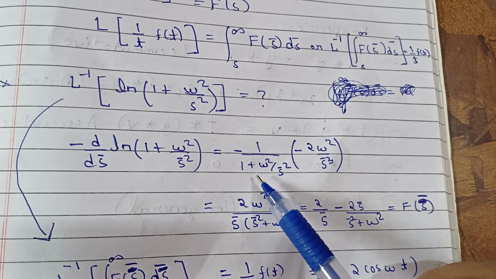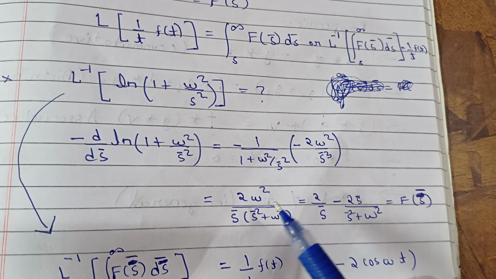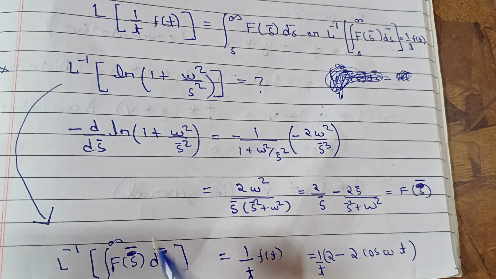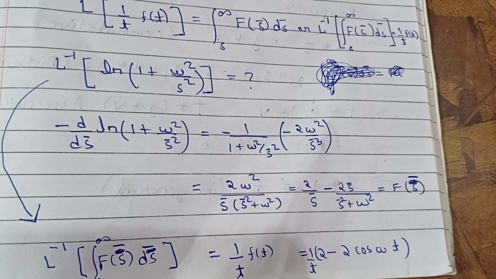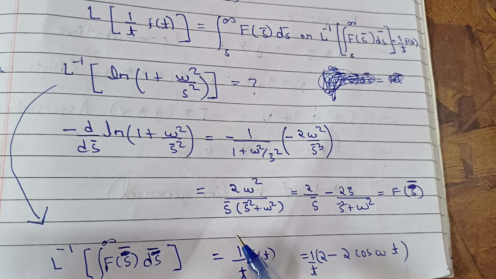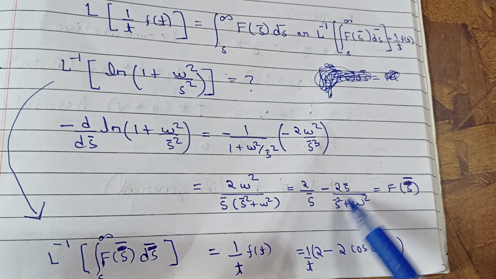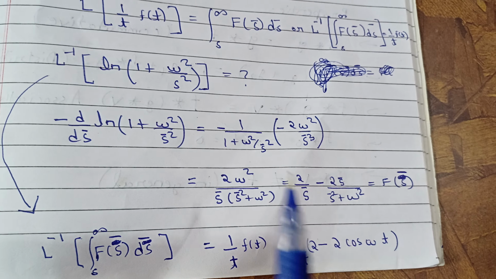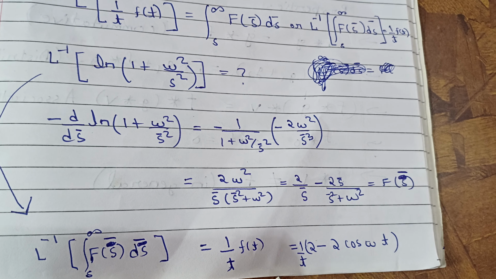We'll get minus 1 upon (1 + ω²/s bar²) times minus 2ω²/s bar³. We just take the differentiation: log x gives 1 upon x, then the differentiation of the inside gives this. The 1 will become 0 and it will give you minus 2ω² divided by s bar cubed. Now solve this. Now using partial fractions we can write it in this form. Now this is a function of s bar, so we can write it as capital F(s bar).